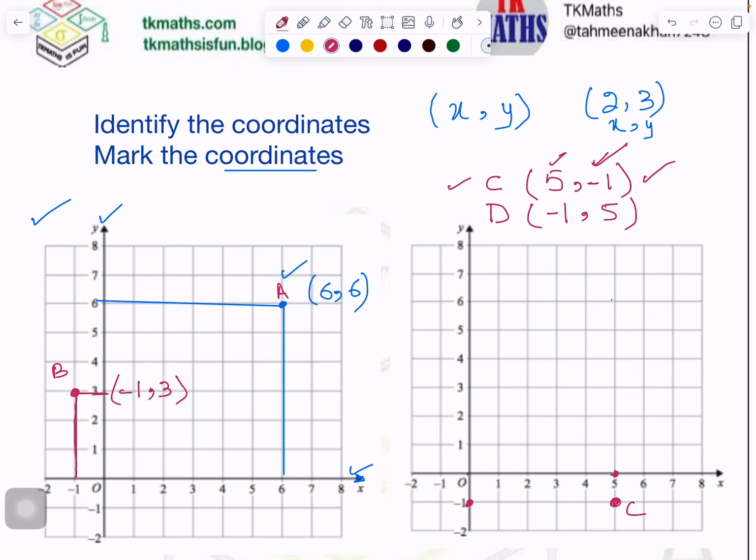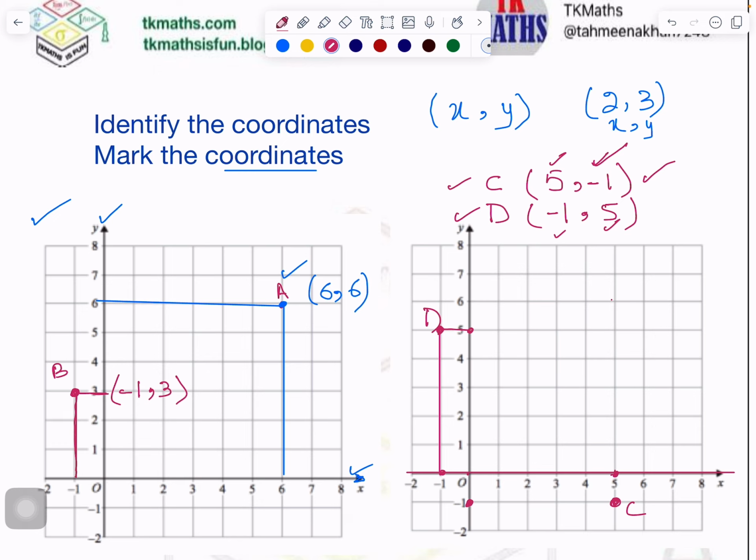Now we have to mark D. To find out or mark D on the xy plane, I will see on the x-axis where is -1. So this is my x-axis, right? On this line, I will see -1 is here. And where is 5? It is +5. Definitely it is up. It is here. So now I will mark the point D. How will I mark it? From -1, I will go all the way up like this till 5. And from 5, I will come here. So this is my point D.